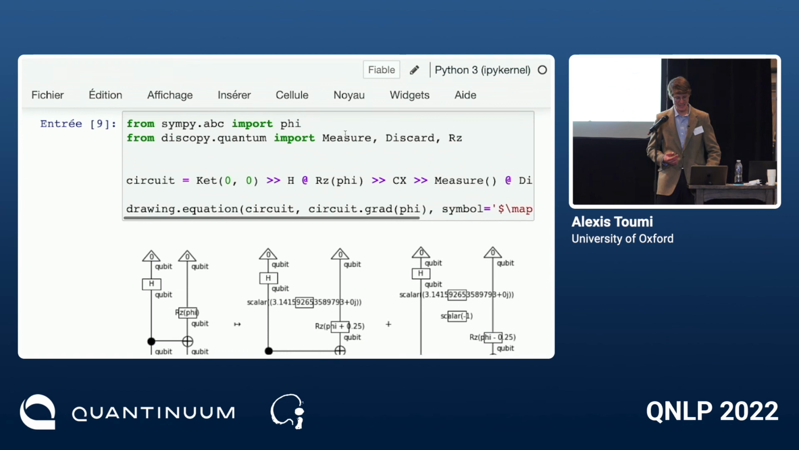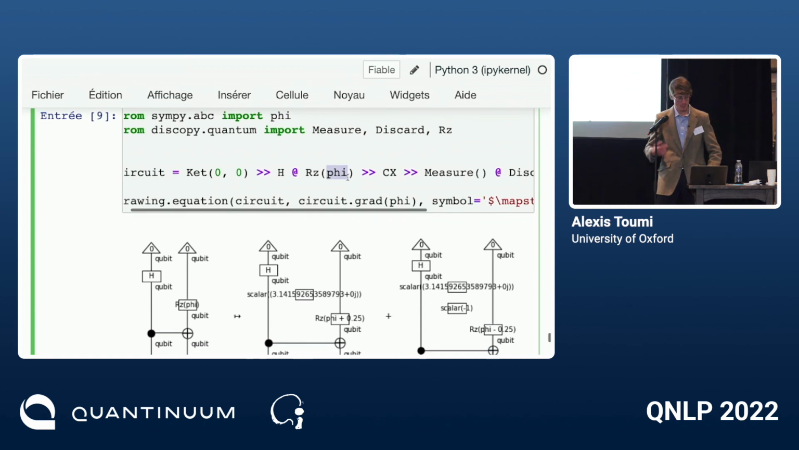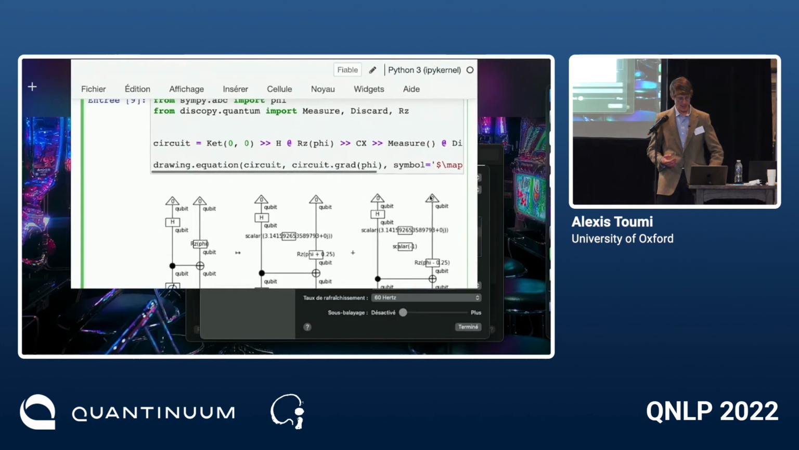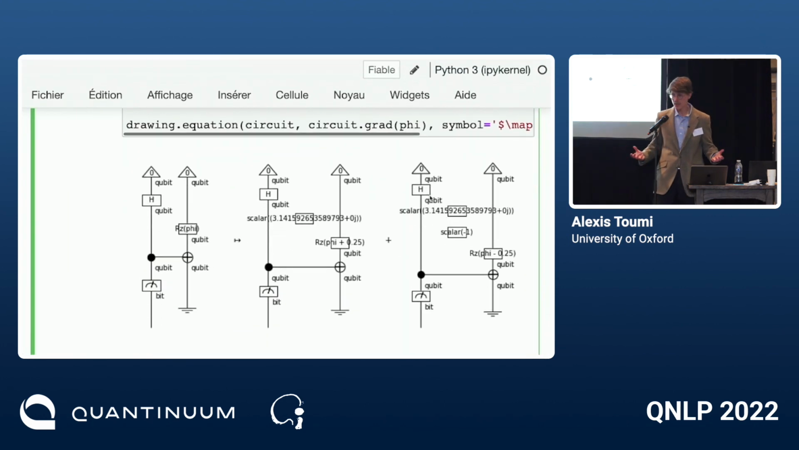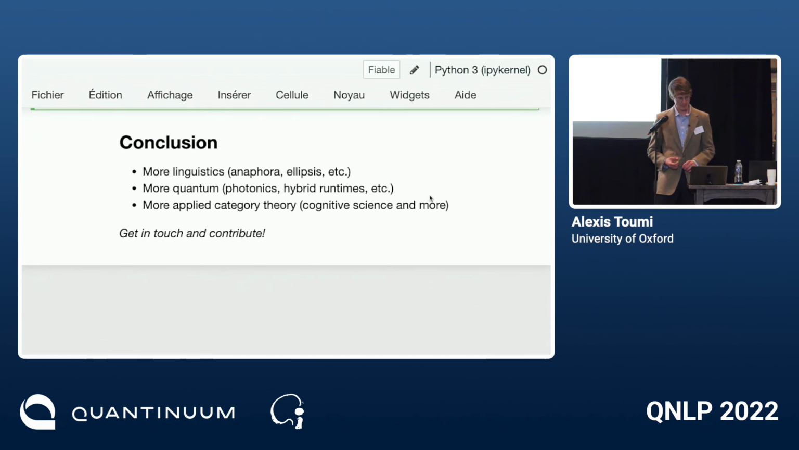OK, how does it look in DisCoPy? Well, first you import some symbol from SymPy. You put it as the parameter of your circuit. And now you just need to do circuit.grad, and you get a sum of circuits that evaluate to the gradient of the original one. And basically, you can use this to find the optimal functor in your QNLP task based on some data. So that's it.